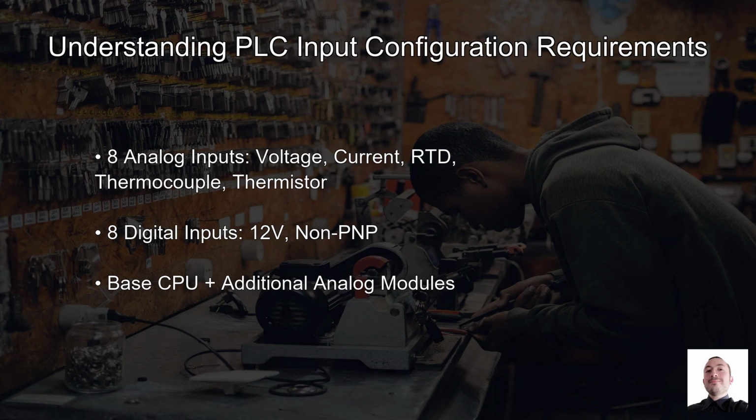The analog inputs could be for measuring voltage, current, or temperature using RTDs, thermocouples, or thermistors. It's unlikely you'll find a single PLC unit with all these inputs built in. Instead, you'll likely need a base CPU unit and additional analog input modules to reach the required number of inputs. Understanding the types of signals your PLC can handle and how to properly connect and configure these modules is crucial. Let's dive into the specifics of what you need to consider when selecting and configuring these inputs to ensure your system operates efficiently and reliably.